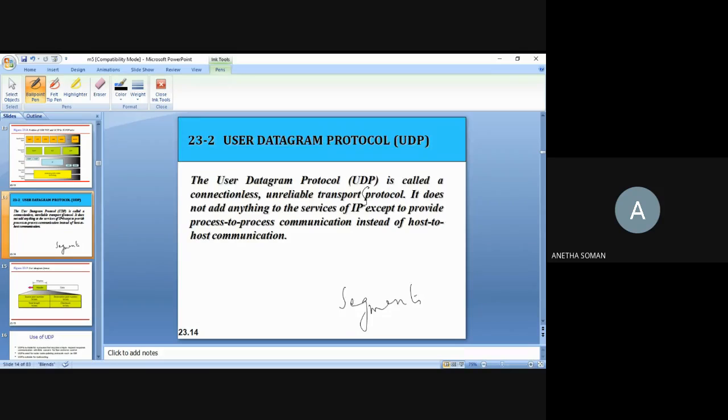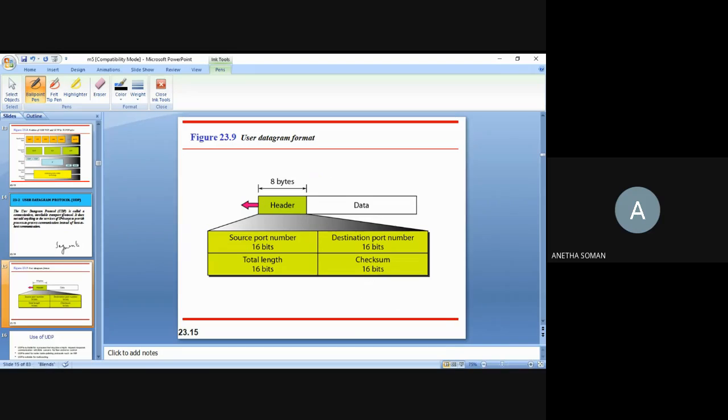So now, let's see what is the datagram format of UDP, right? The UDP packets, you can call them the user datagrams. Now you have a fixed header field and a data field, right? So these UDP packets consist of a header field and a data field. Now this header field is of 8 bytes. Now what are the 4 main parameters of this header field?